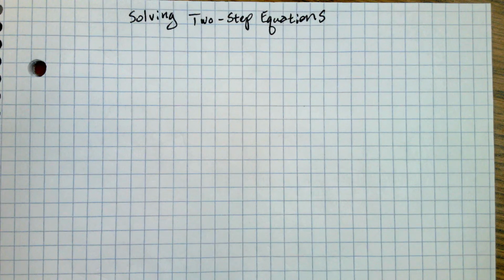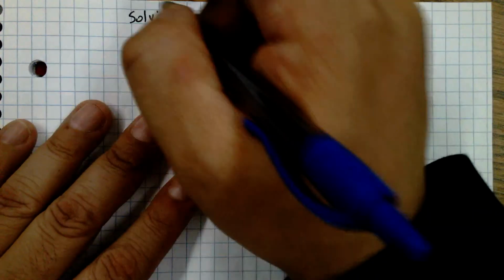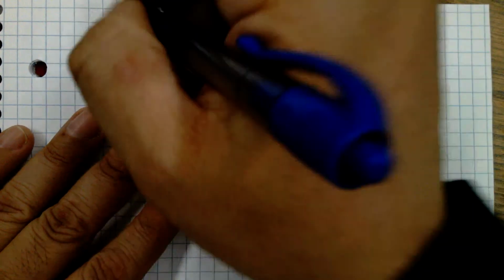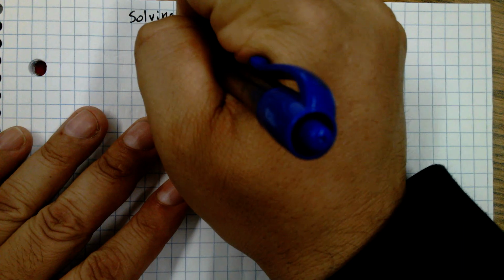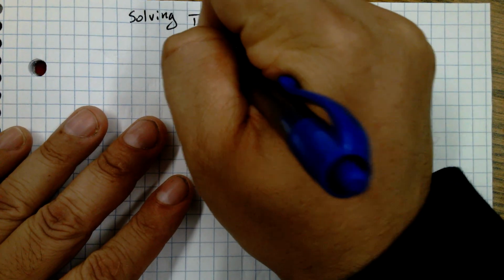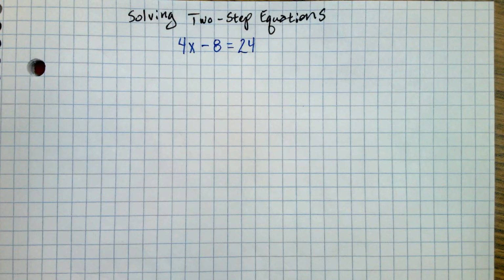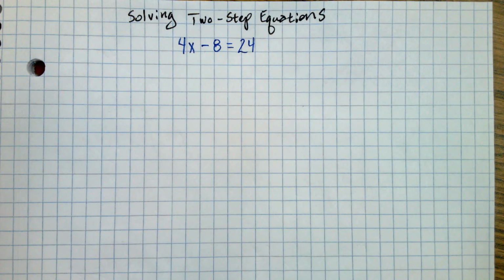Okay, so we're going to be solving two-step equations. First of all, let's look into what makes something a two-step equation. Write this equation: 4 times x, take away 8, equals 24. Okay, write that down, please.